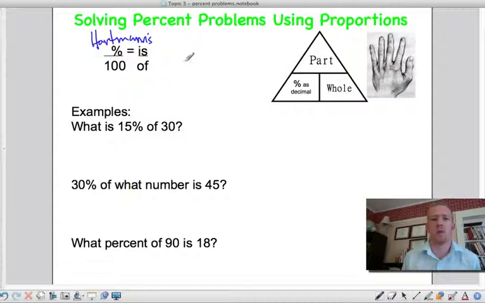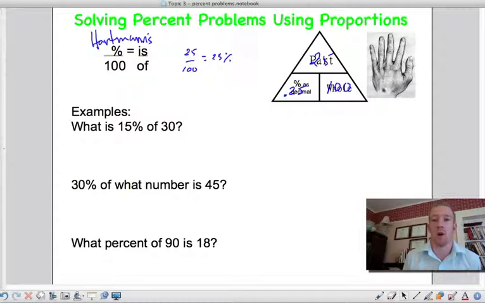So let's take a really easy proportion, like 25 over 100, which would be 25%, right? The way we would fill that in here, the part is 25, the whole is 100, and the percent as a decimal is 0.25. Now if we were missing any one of these, the way this works is you just cover up whatever you're missing with your hand.